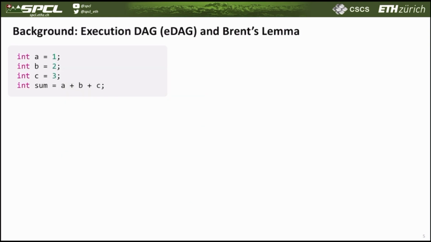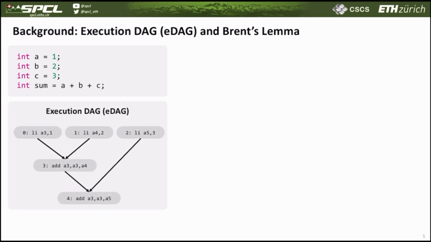So first, let's see what are these EDAGs. On the top here, we have some very simple code. We define 3 variables and calculate their sum. And you could express this as an execution DAG that is shown below, where each vertex is one assembly instruction, and the edges between these assembly instructions are data dependencies.